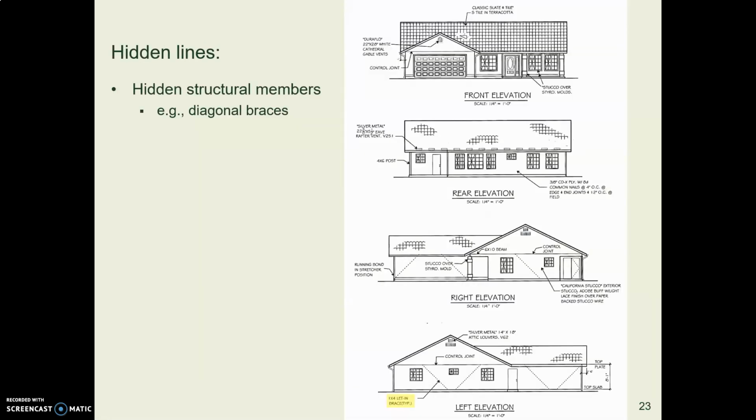Some drafters use hidden lines in a few places. If you have diagonal braces in your house for seismic bracing, you might want to use hidden lines to show where they go, in addition to putting that symbol on your floor plan.